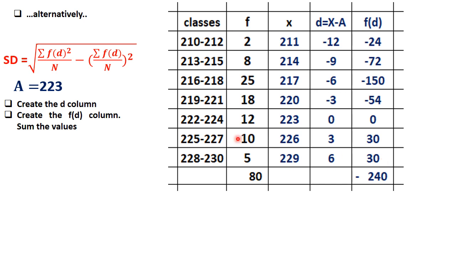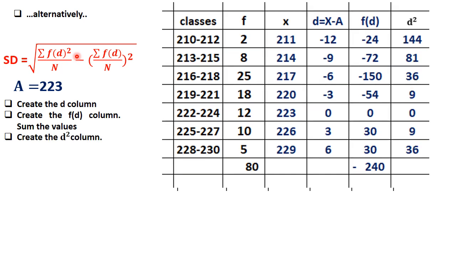What other column do we need? I think we should be able to know from the formula. We already have f of d. We already have the d. We now seem to need another column. We need to have a d squared and an f of d squared. So we start with the d squared. Create the d squared column, which is that in there.